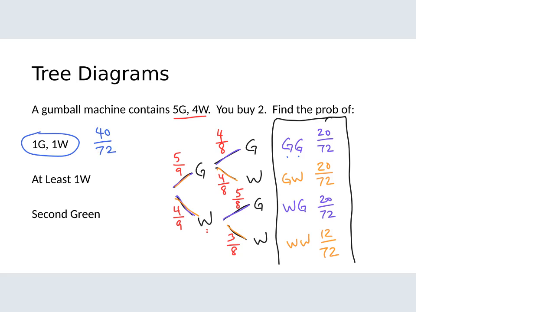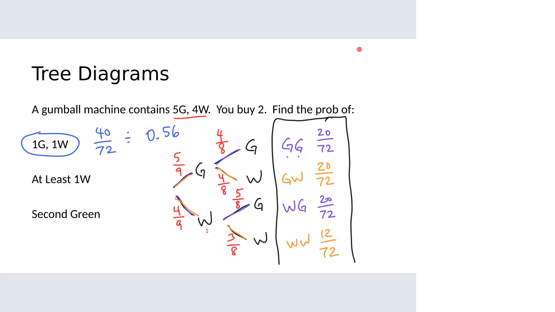We write probabilities as fractions. We can also write those as decimals. If we were asked to write this as a decimal rounded to the nearest hundredth, we would just divide 40 divided by 72, round to the nearest hundredth, and that would be 0.56. So as a fraction, 40 over 72. As a decimal, rounded to the nearest hundredth, it would be 0.56.